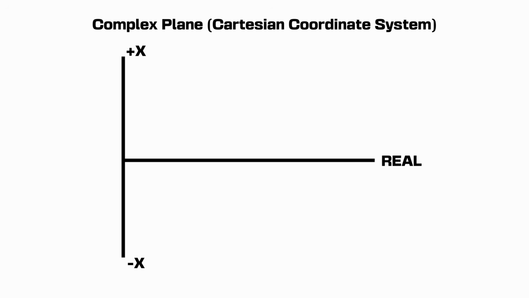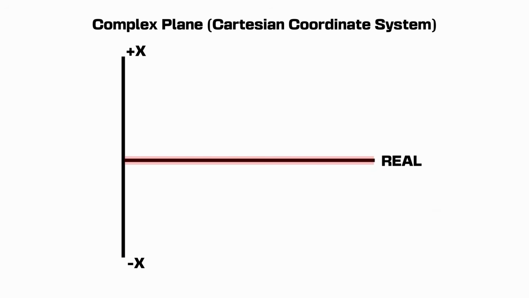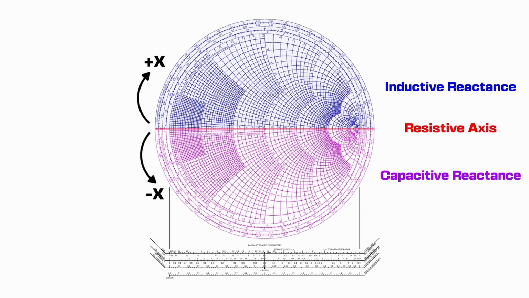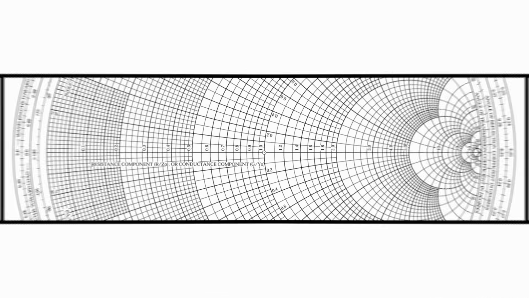In this plane, the top half of our graph represents inductive reactance, while the bottom half represents capacitive reactance. The horizontal axis is our resistive axis. Now, if we curve our imaginary axis into a circle, we can see how the Smith chart gives us a circular way of looking at the same impedances. So the Smith chart can be a bit daunting at first, but let's break it down into smaller pieces.